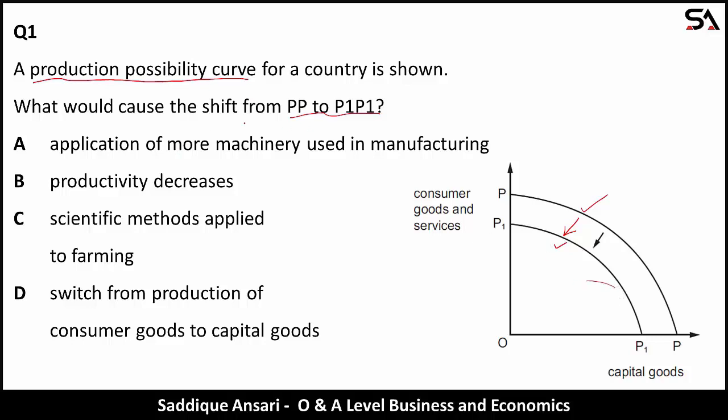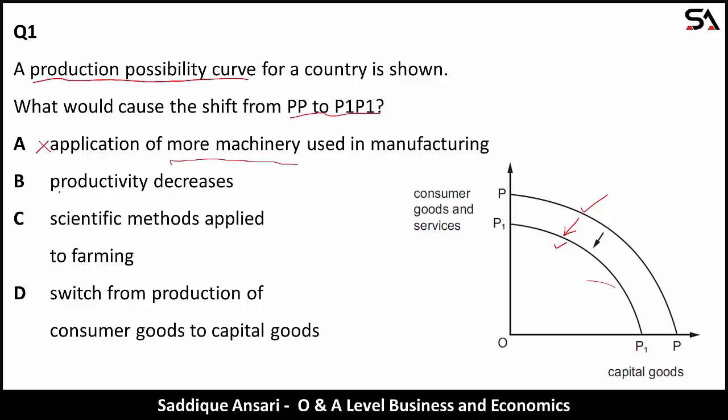Let's read the options. We have to find the cause of the shift of PPF, and you know there are three main causes. Number 1 is change in the quantity of factors of production. Number 2, change in the quality of factors of production. And number 3, reallocation of resources. So let's see. Option A is application of more machinery. Application of more machinery means PPF will be shifted outwards, so this is not the correct answer.